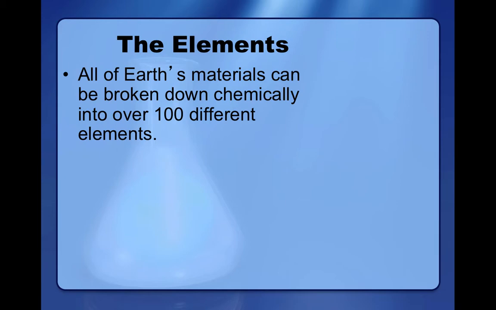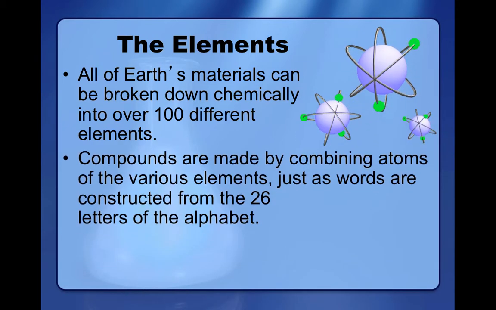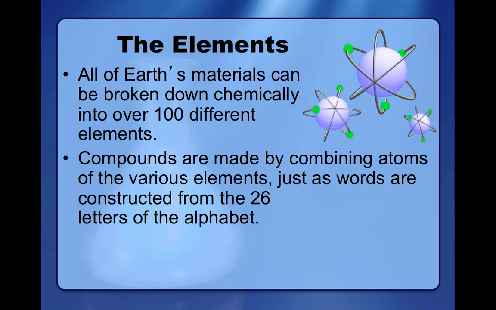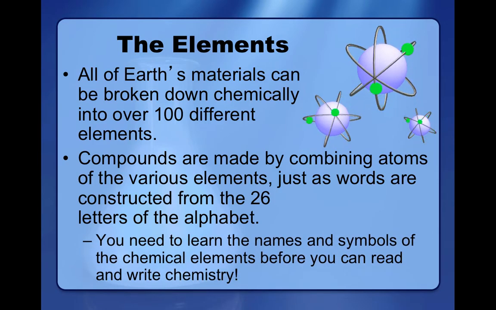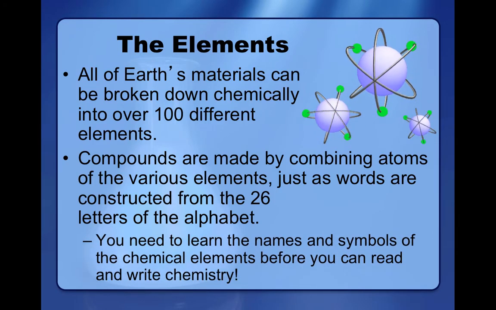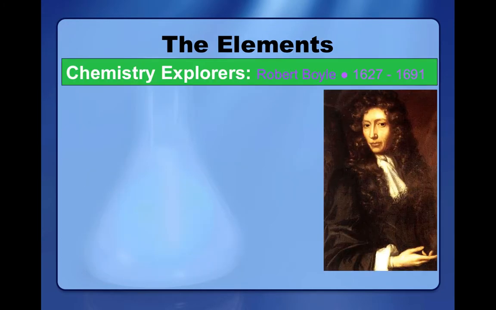All of Earth's materials can be broken down chemically into about 100 different elements. There are over 100, but the man-made ones aren't included in that number. Compounds are made by combining atoms of the various elements, just as words are constructed from the 26 letters of the alphabet. You need to learn the names and symbols of chemical elements before you can read and write chemistry.